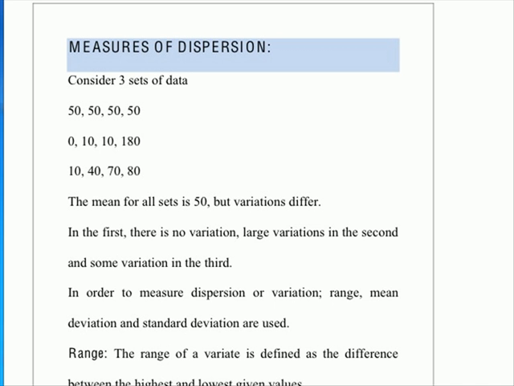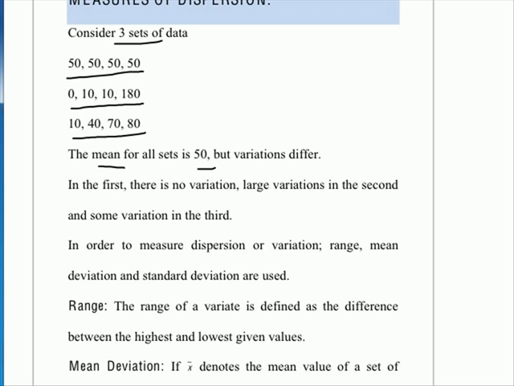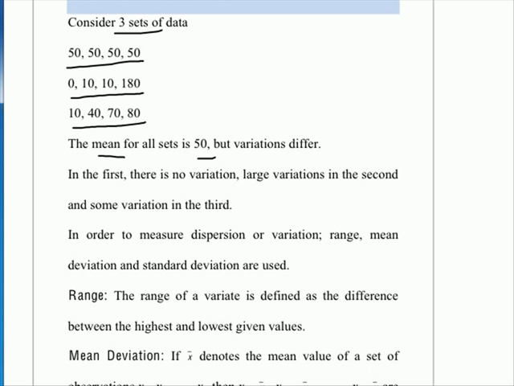But before we do that, here are a few more terms in statistics that are useful to know for the test. So consider 3 sets of data. Set 1 is all the values being the same, 50, set 2 starting from 0 to 180, and set 3 starting from 10 with the maximum being 80. Now the mean for all the sets is 50, but the variations are different. As we saw before, the range, or the minimum and maximum values, are the widest away from the mean for the maximum.